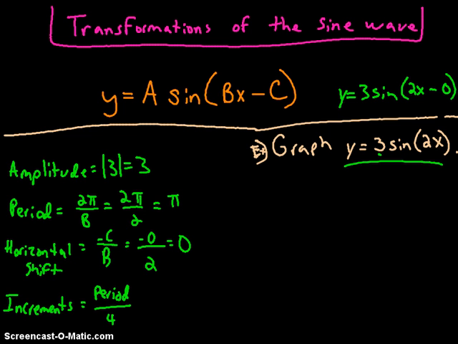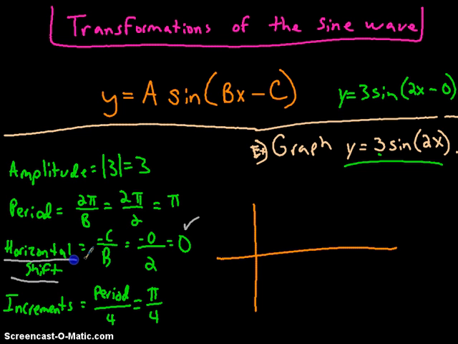Last thing is increments. Increments of period is the period divided by 4. So it's going to be pi over 4 are your increments. So now we're ready to graph it. So the first thing you graph is your starting point, or your horizontal shift. Since that's at 0, my first number I'm going to graph here is 0.